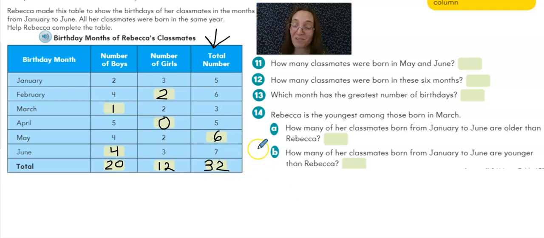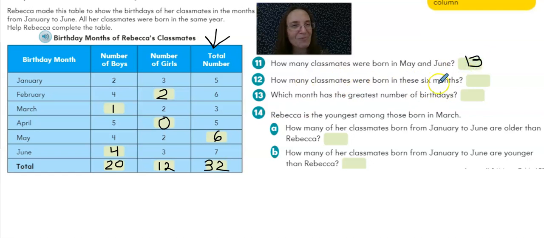Now that we've got our table organized and all of our information ready to go, we can begin to answer questions. How many classmates were born in May and June? Well, this is the May row and the total is 6. This is the June row and its total is 7. 6 plus 7 is 13.